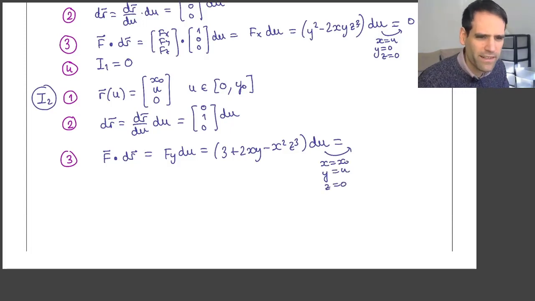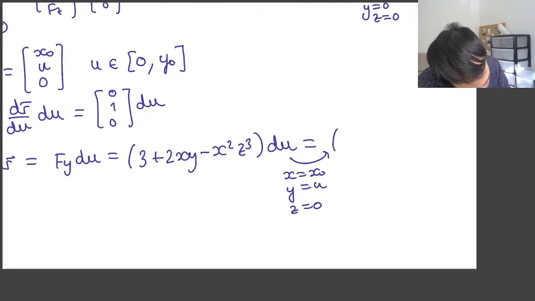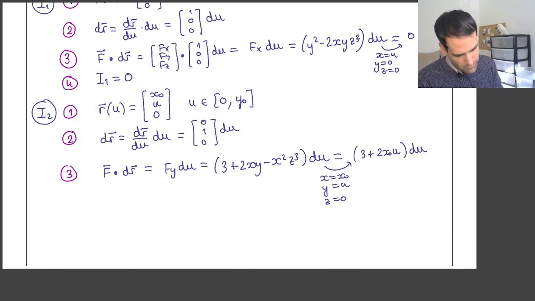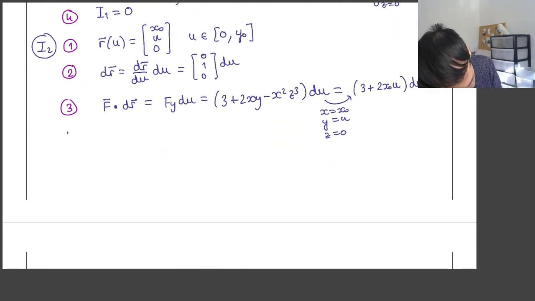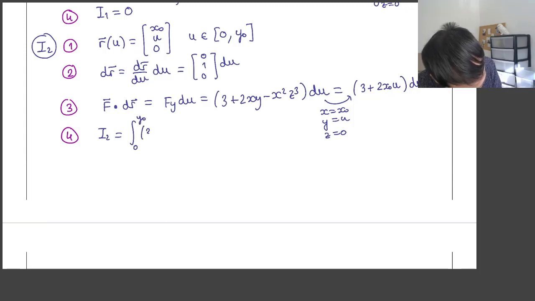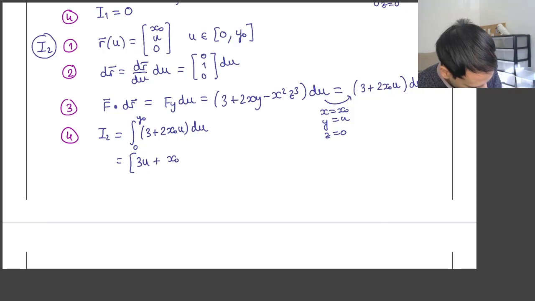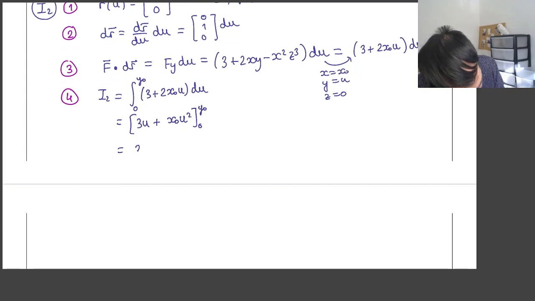Because we need to evaluate the integrand at the curve. So when we do that, we get 3 plus 2x0u minus 0 du. Perfect. So then the fourth step is to do this integration. So it's the integral in u between 0 and y0 of this integrand. And the result is simply 3u plus x0u squared between 0 and y0, which is 3y0 plus x0 y0 squared.